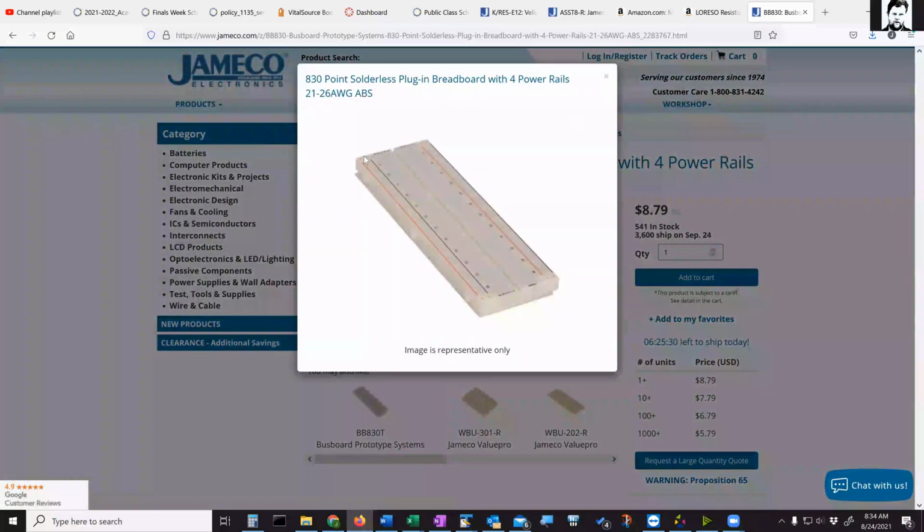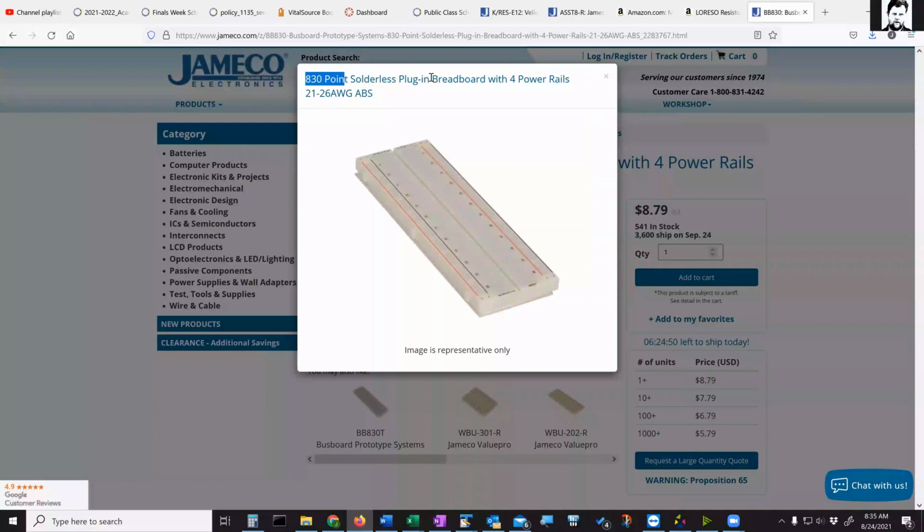But anyway, this is a decent size. So this size would be okay for this class. This is an 830 point breadboard, which means there's 830 dots basically on here that you can use to make connections between circuit components. So you're going to be putting your resistors and transistors and diodes and all that stuff on this breadboard, hooking up power and ground, and then you can measure voltages and current on it. So you need to have these for other classes as well.